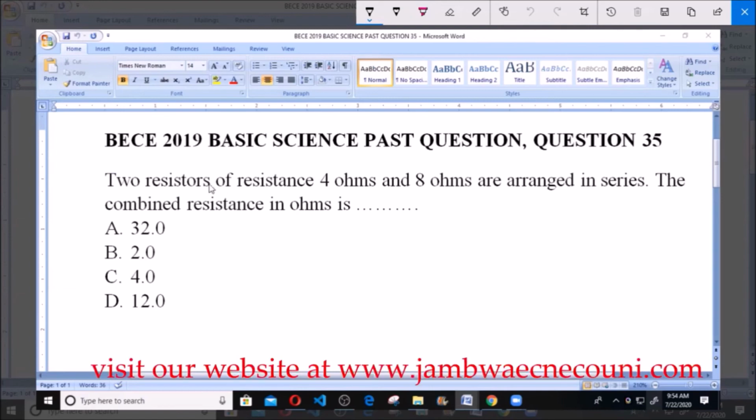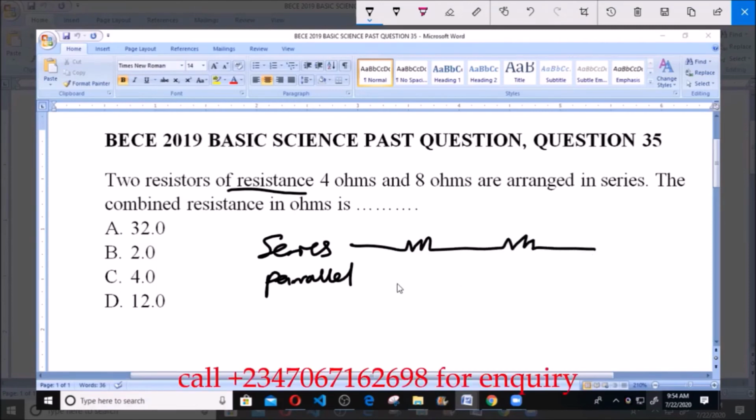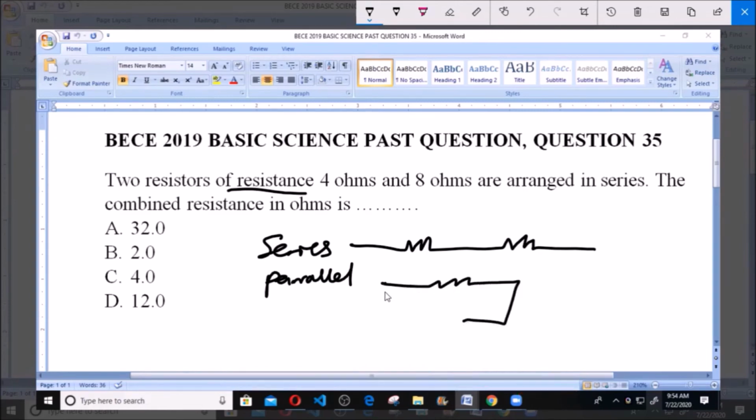Now we are asked to find the resistance of two resistors that are connected in series. Like we know, resistance is defined as the opposition to the flow of electric current in an electric circuit. Now there are two forms by which resistors are arranged, either in series or parallel. For series, it's arranged like this. But in terms of parallel, you have something like this. So this is parallel, while this is series.